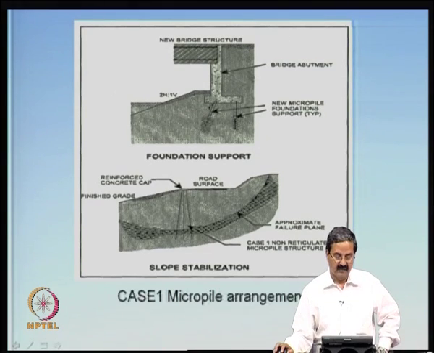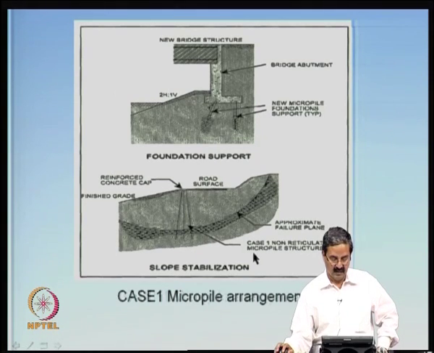Case 1, micropile, where the load can come directly, like a new micropile foundation support. This is a bridge abutment, this is a slope, and then there is another one. The approximate failure surface, the failure plane, could be like this. The reinforced concrete cap is here, the finished grade is there, the road surface.